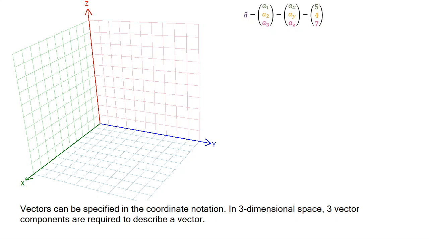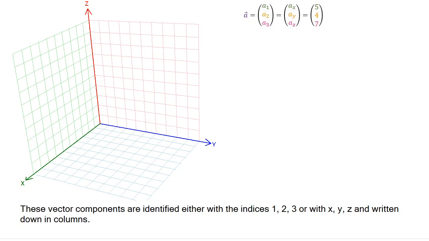Vectors can be specified in the coordinate notation. In 3-dimensional space, 3 vector components are required to describe a vector. These vector components are identified either with the indices 1, 2, 3 or with x, y, z and written down in columns.